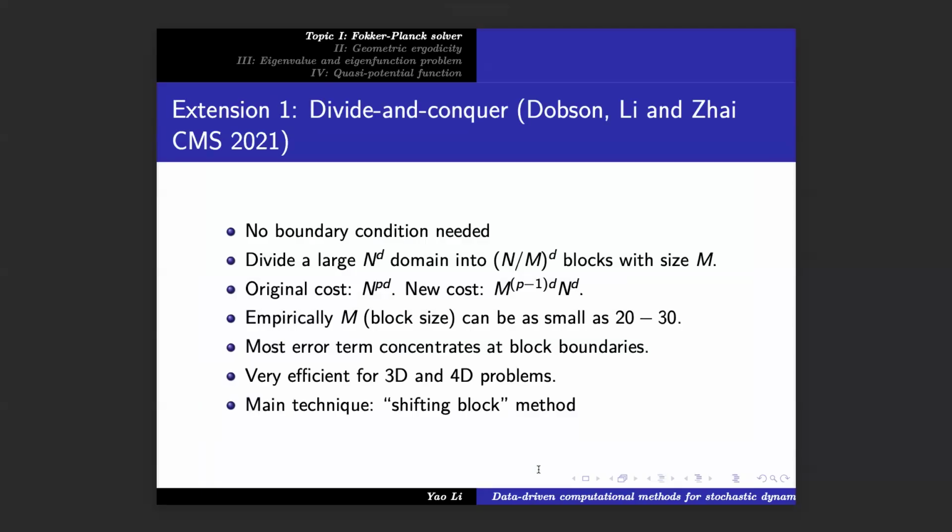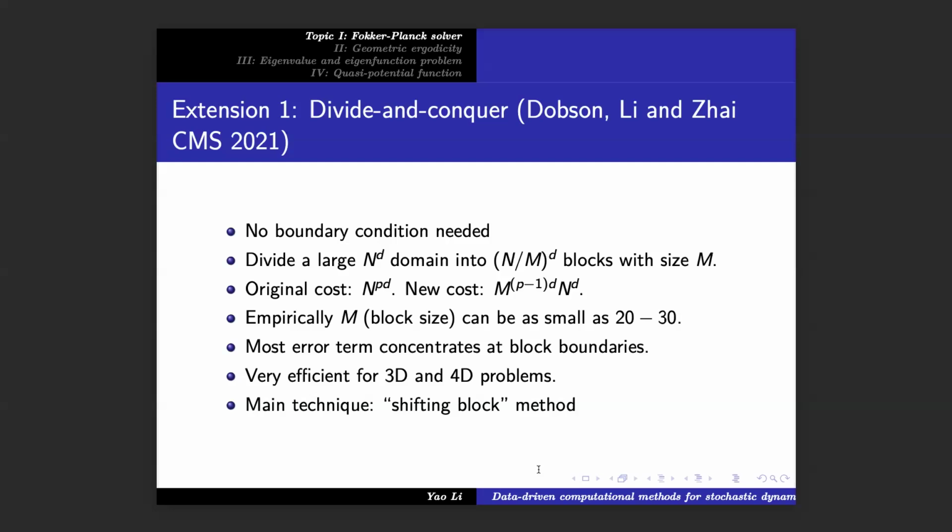So the first extension is still finite difference, but we can use it to do 3D and 4D problems. I mean, as long as the computer memory allows you to do the spatial discretization, you can do it. Why? Because you can do divide and conquer. You can divide a very large domain into lots of small blocks, and then you run one solver on one block. Because the cost of solving a linear system is definitely superlinear, usually if you use a sparse matrix, it's quadratic. So which means divide and conquer saves you lots of computational time.